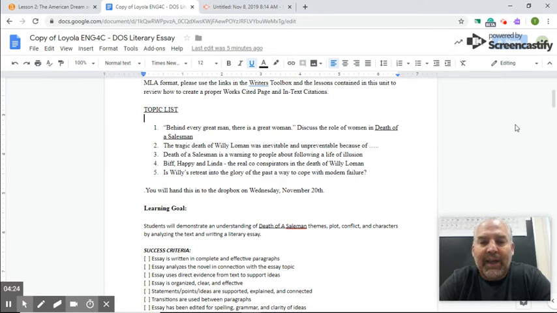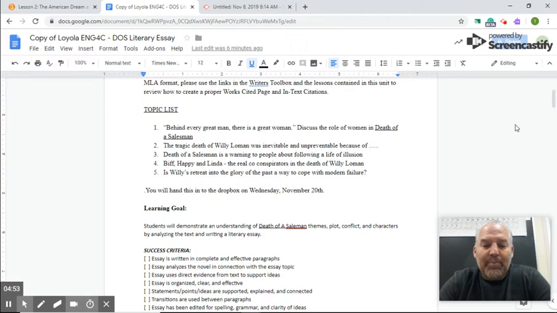So you're going to talk about why his death is a tragedy, and it really kind of was out of his hands. It was destiny for him to die, and there was not much he could do to stop that. Death of a Salesman was a warning to people about following a life of illusion. Willy Loman certainly lives a life of illusion. He creates an illusion around himself and his family, and he doesn't even admit to himself the lies that he tells and the lies that he knows are true, but he refuses to admit to himself. And this leads him to his downfall.